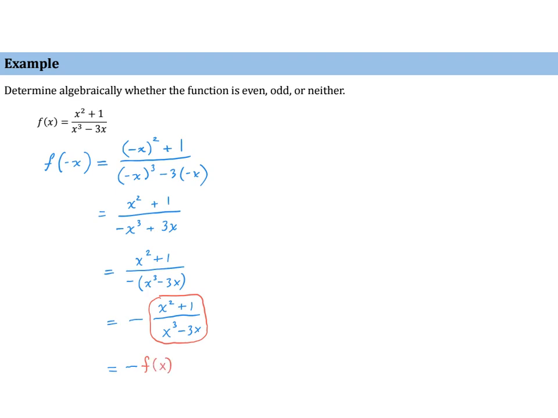So notice what we've written. f of -x equals negative f of x. That means, go back to your definition, f of -x equals negative f of x. That means f is an odd function.